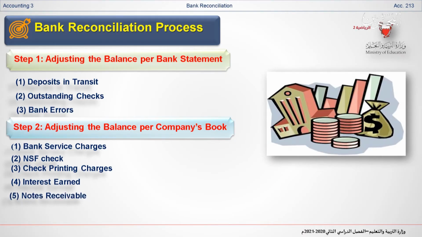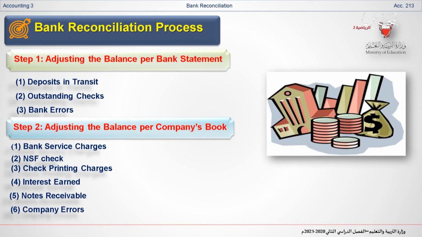Number 5, notes receivable. They are assets of the company. When notes come due, the company will ask its bank to collect the notes receivable. For this service, the bank will charge a fee. The company's books will be increased by the amount of notes receivable less collection fees.